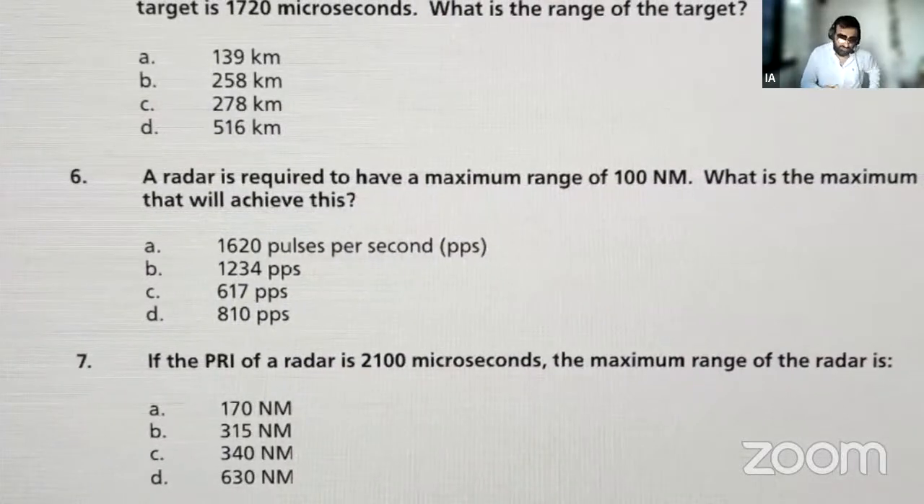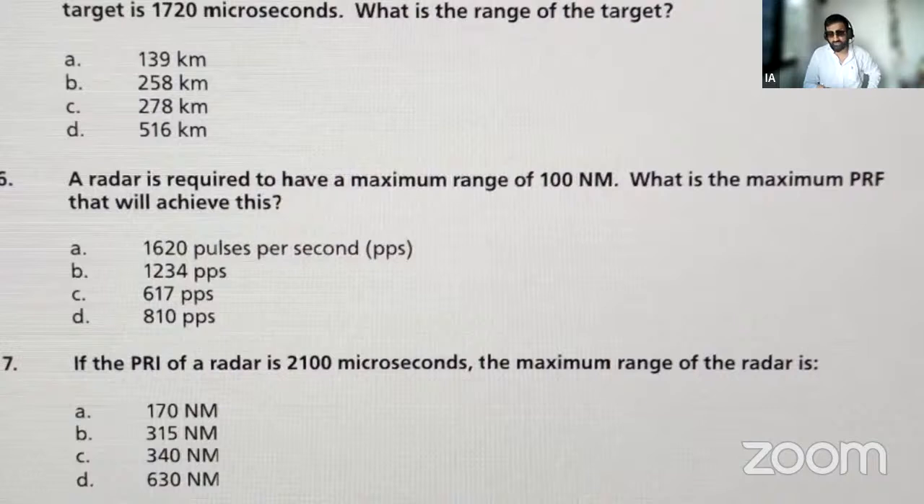A radar is required to have a maximum range of 1000 nautical miles. So we have been given a range. We were finding range earlier. We have PRI. We can always twist a formula again here and there if we need, but I'll show you how to do it. They are asking what is the maximum PRF, pulse repetition frequency, that will achieve this. So we need to find PRF.